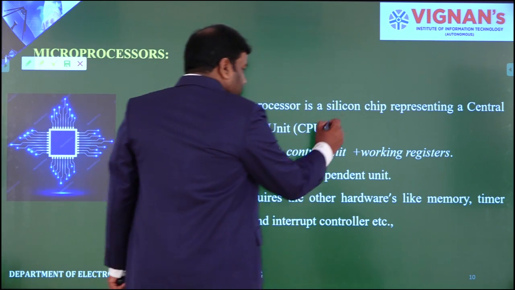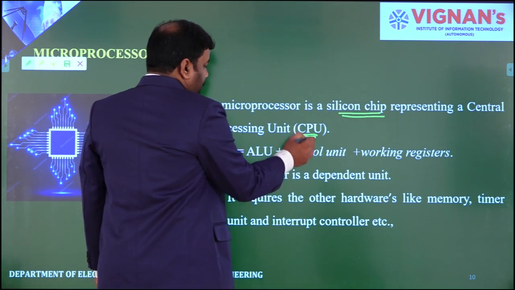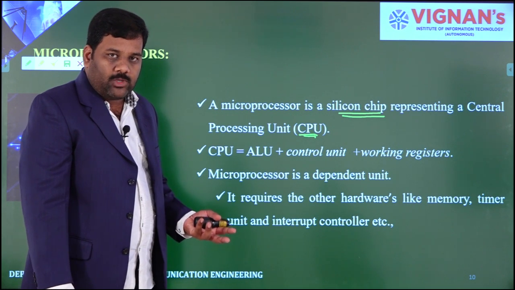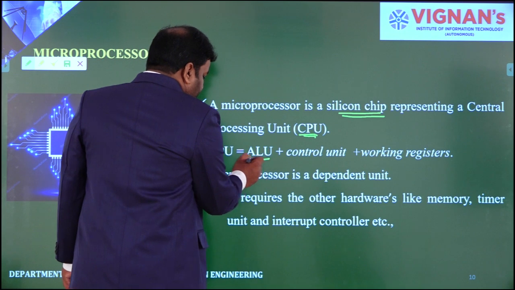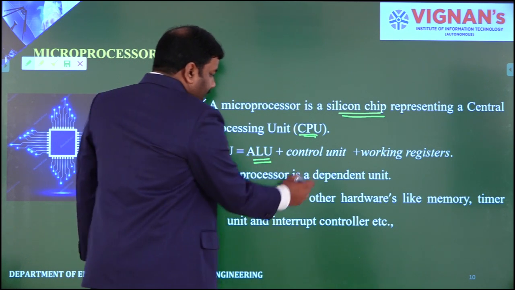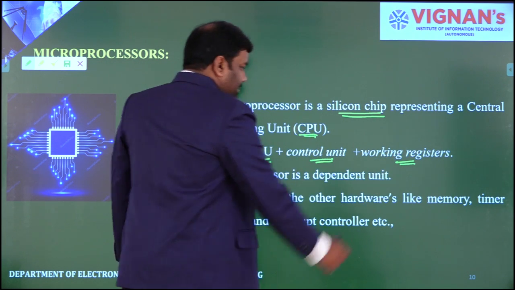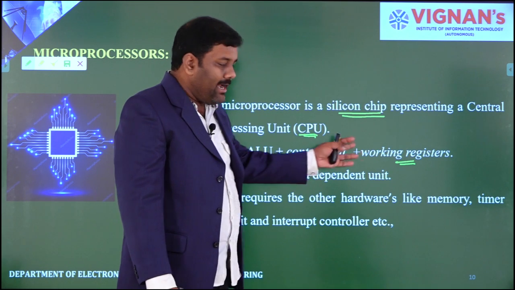A microprocessor is a silicon chip representing a CPU. So it's a pure CPU, the central processing unit, which will perform all the arithmetic and logical operations, and has a control unit with working registers. So why do we need ALU, CU and WR?